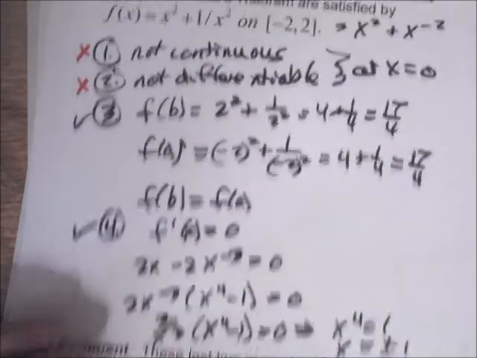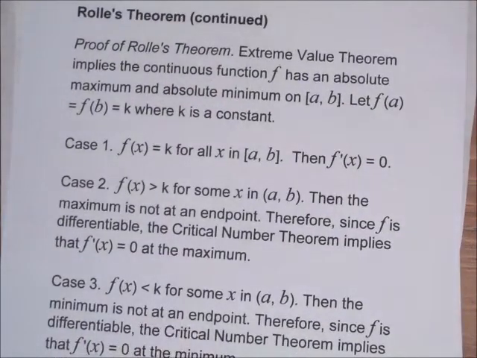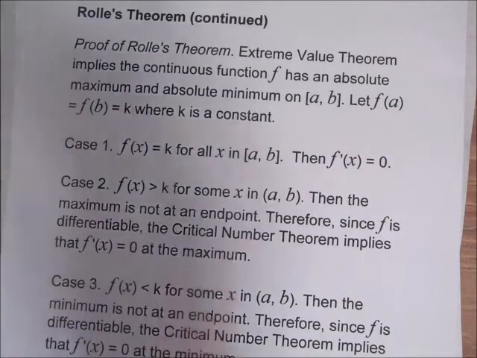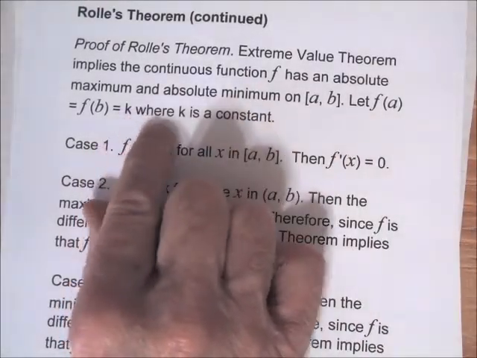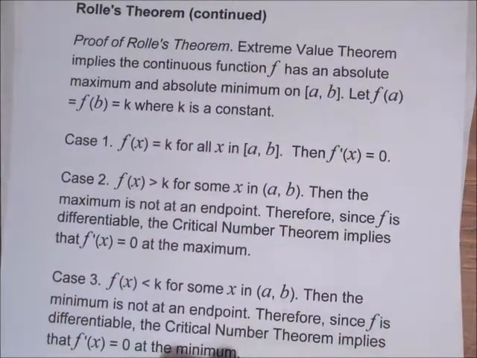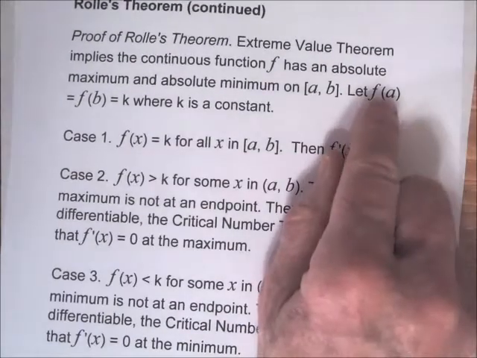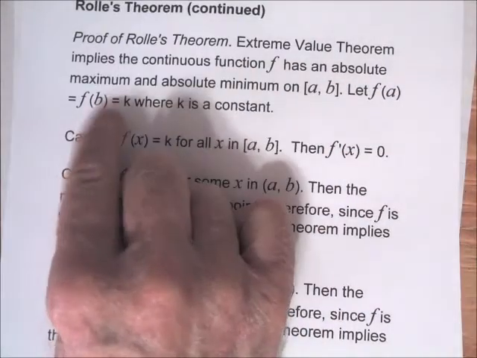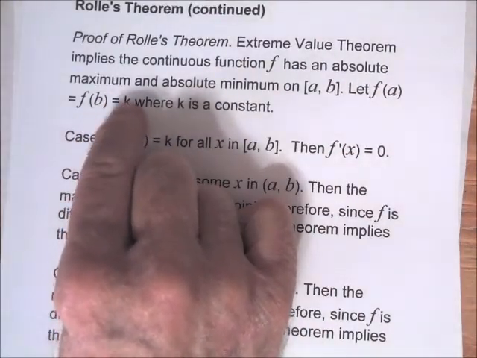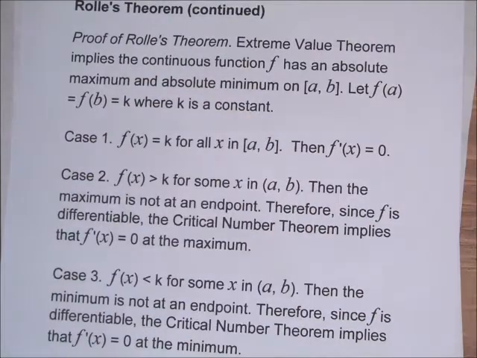Okay, so here's a proof of Rolle's theorem. The extreme value theorem implies the continuous function f has an absolute maximum and an absolute minimum on [a, b]. Let f of a equal f of b equal k, where k is a constant. Case 1: the assumption of Rolle's theorem was f of a is equal to f of b, so we're just making k the constant that's equal to f of a and f of b. In case 1, f of x equals k for all x in [a, b], then the derivative is 0, since the derivative of a constant is 0.